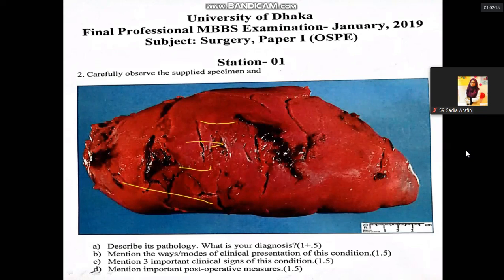What is the cause of this ruptured spleen? There is traumatic injury or road traffic accident. Okay.